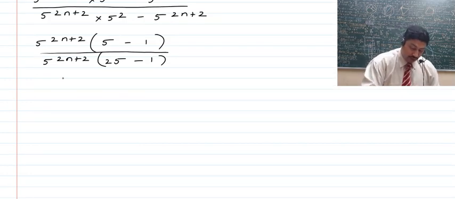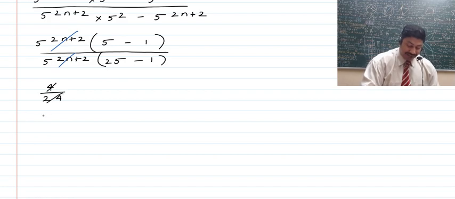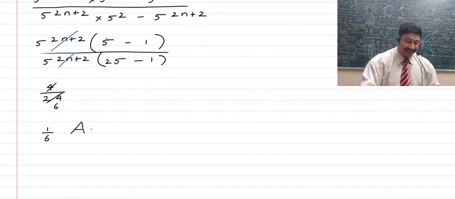Now children, here we get to see that 5 raised to the power 2n plus 2 is common in the numerator and in the denominator and will get cancelled, and then in the next step we can write 5 minus 1, which is 4, and in the denominator we write 25 minus 1, which is 24. Now 4 cancels 24 6 times, so 1 upon 6 will become the final answer, right?